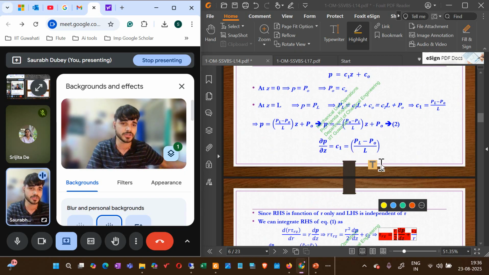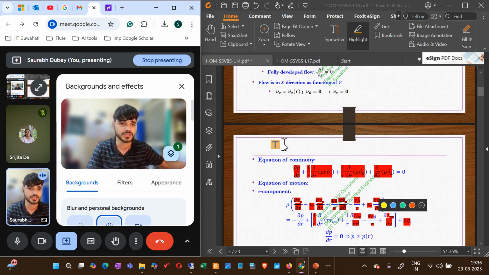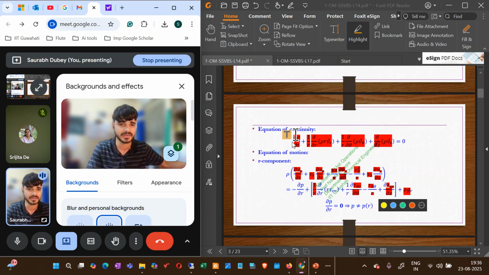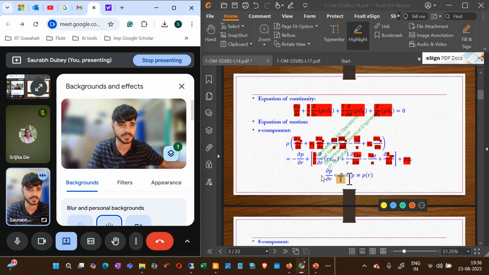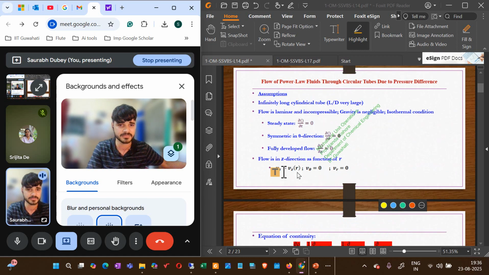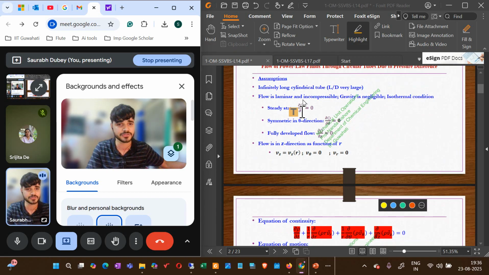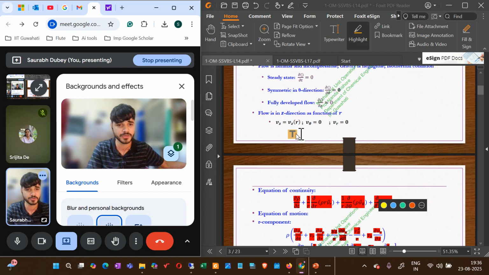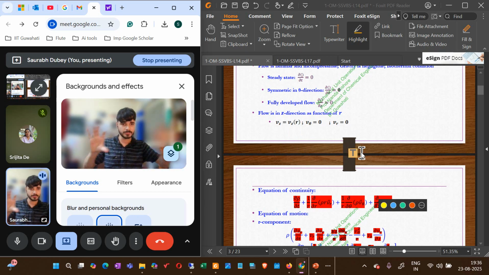We started with Cauchy's equation of motion. These red terms became zero because of the conditions and assumptions that we had: steady state, symmetric, and fully developed flow, with L by D ratio very large, neglecting gravity, isothermal condition, laminar and incompressible fluid. Only the Vz velocity is there because it is a pipe flow, and in laminar flow a parabolic velocity profile forms.